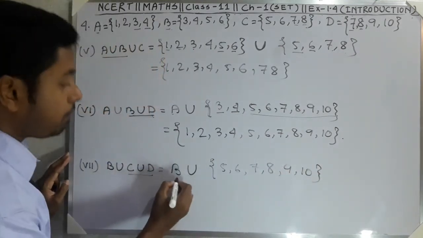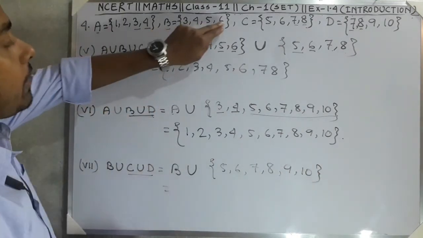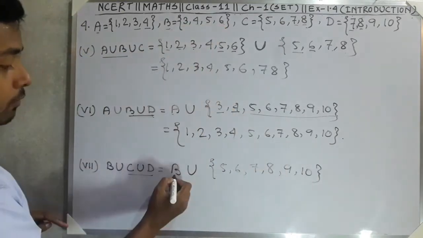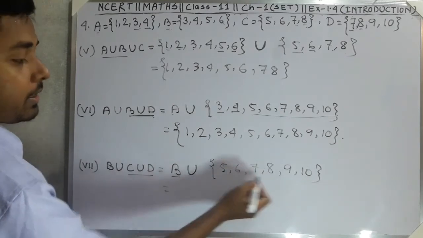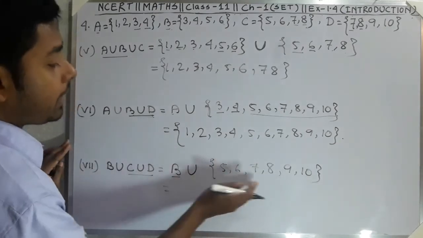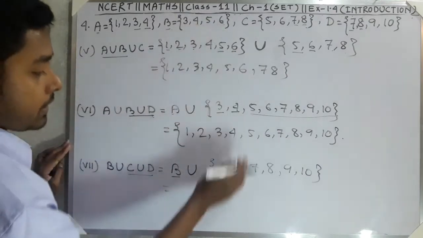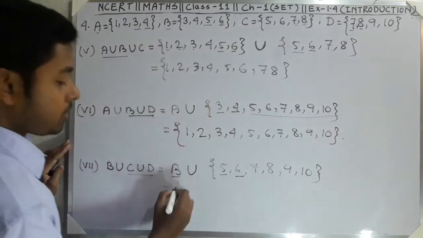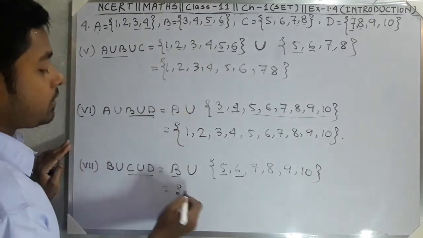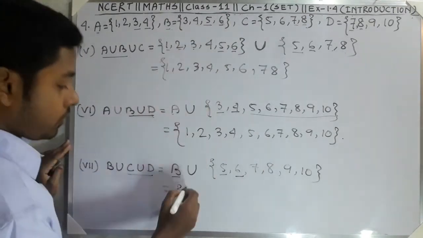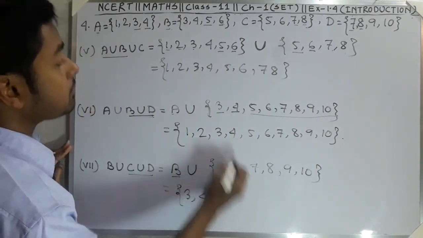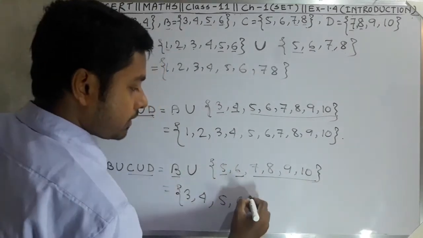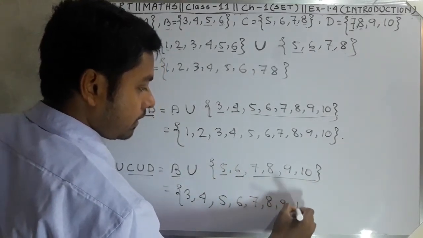Okay. Now B is equal to 3, 4, 5, 6, and this one is 5, 6, 7, 8, 9, 10. So what are the common elements? We have to find out B union this set. B is 3, 4, 5, 6, and here 5, 6, 7, 8, 9, 10. So 5 and 6 are the common elements. So what will be the union of these two sets? 3, 4 first, then 5, 6 common elements taken one time, and then write down all the elements 7, 8, 9, 10.